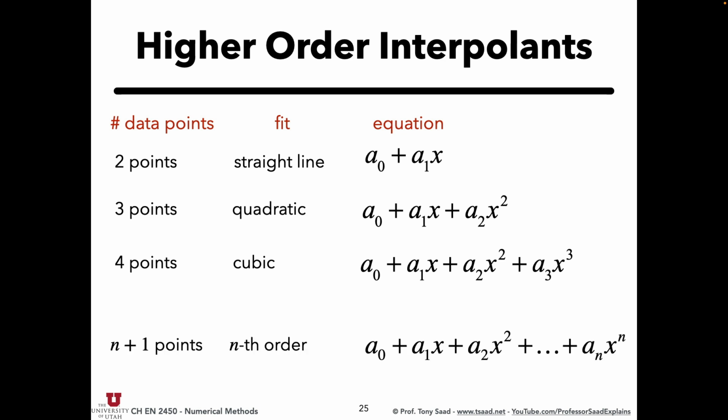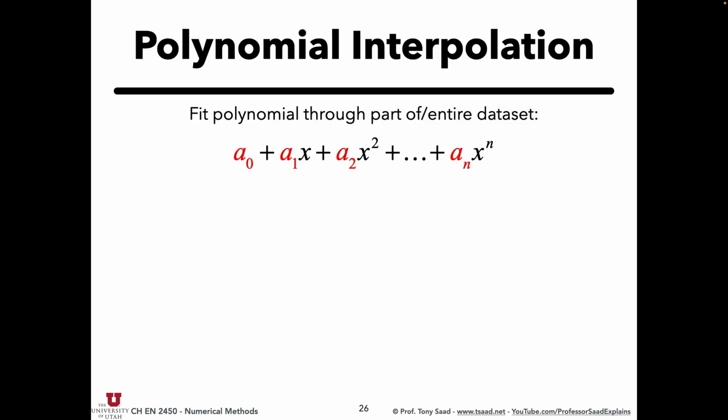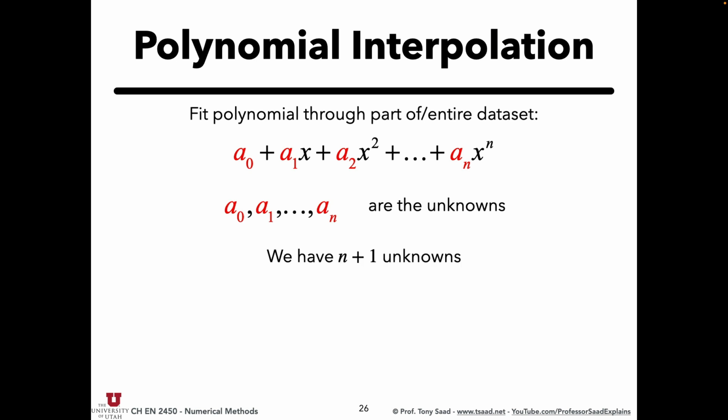For n plus 1 points, you can put an nth order polynomial to interpolate the data. Why nth order? Because you have n plus 1 unknowns. Remember the a0. So a0, a1 through an are n plus 1 unknowns. N plus 1 points, n plus 1 equations. So you have n plus 1 unknowns, you need n plus 1 equations, or in other words, n plus 1 points.